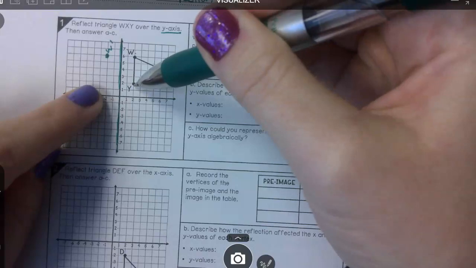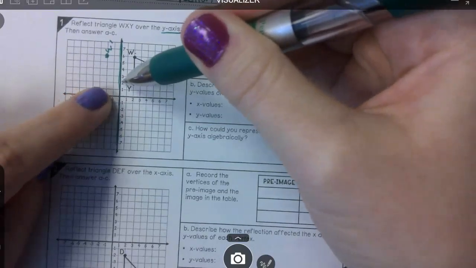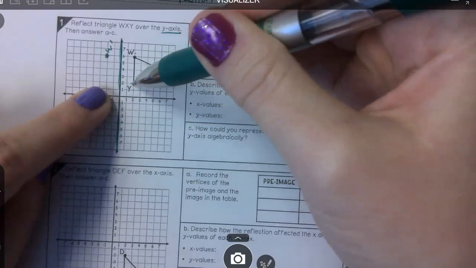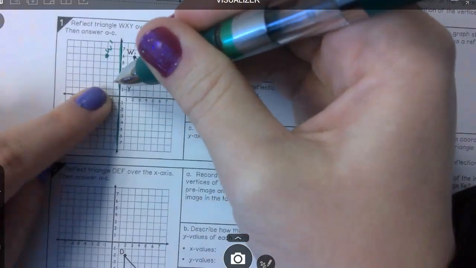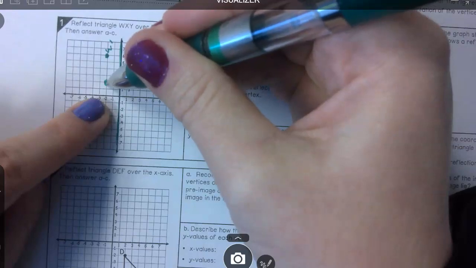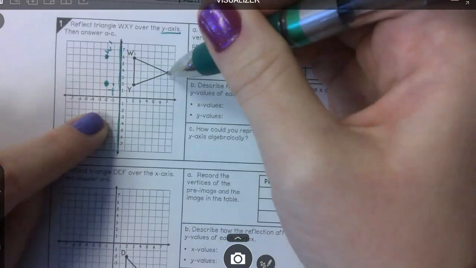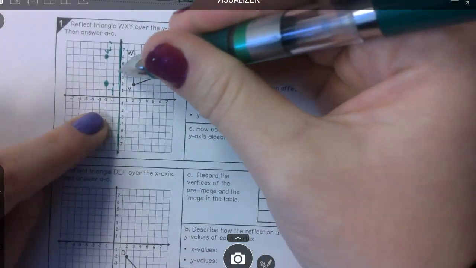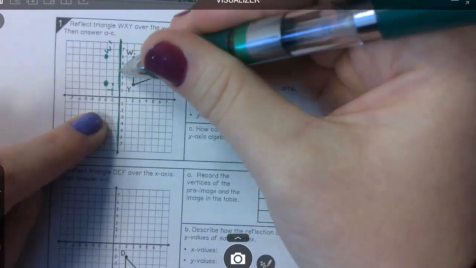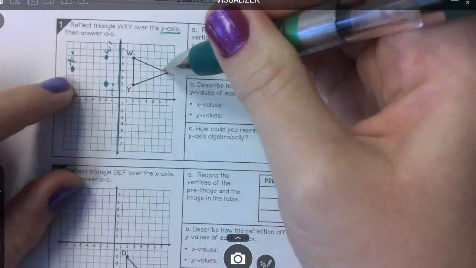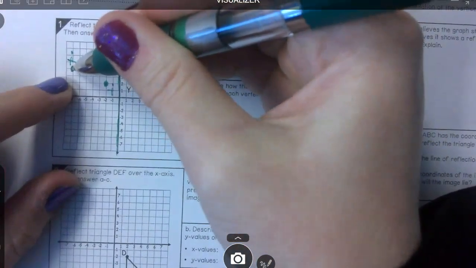So we're going to do the same thing. Here we go. We have Y. Now Y is 2 spaces away from the reflection line. So on its reflection, it's also going to be 2 spaces away from the reflection line. There's Y prime. X is 7 spaces away from the reflection line. So we're going to make X prime 7 spaces away on this side. Now notice, when I did all of these points, I just went straight across the reflection line. It is a straight line.